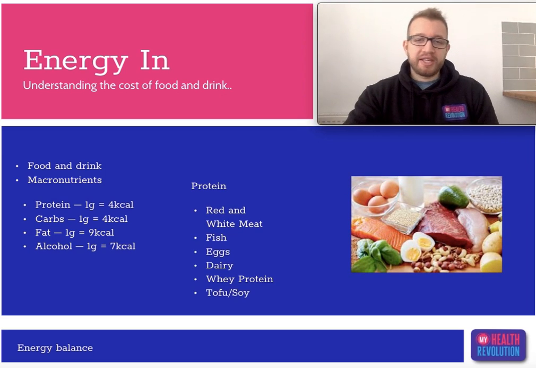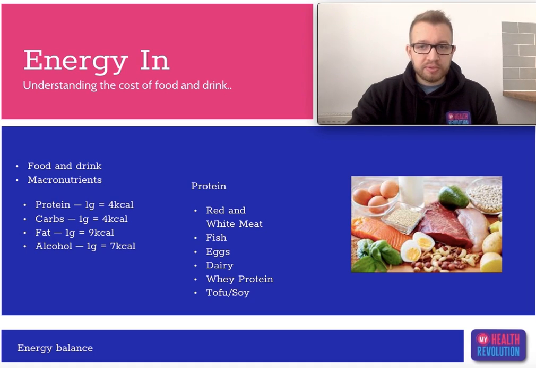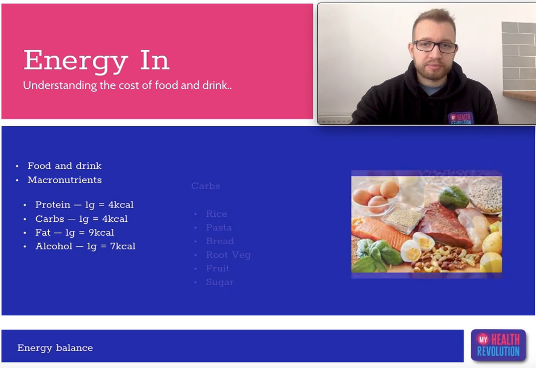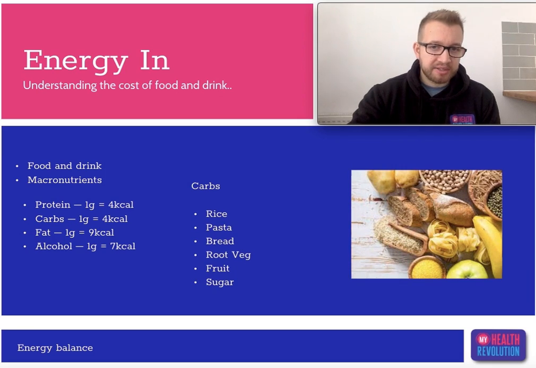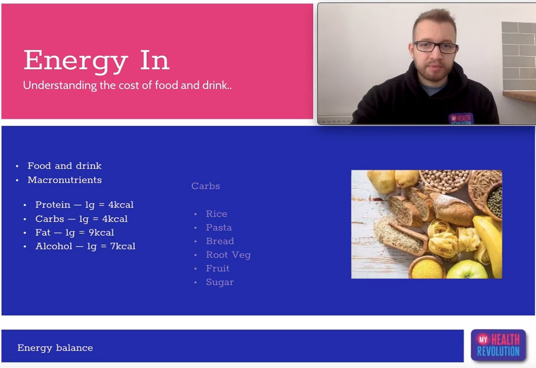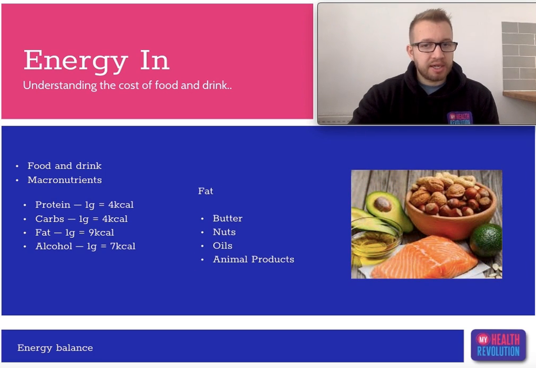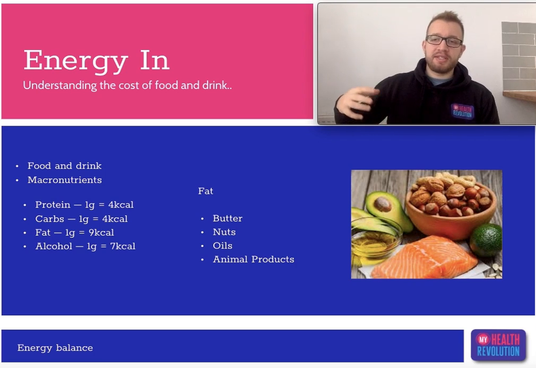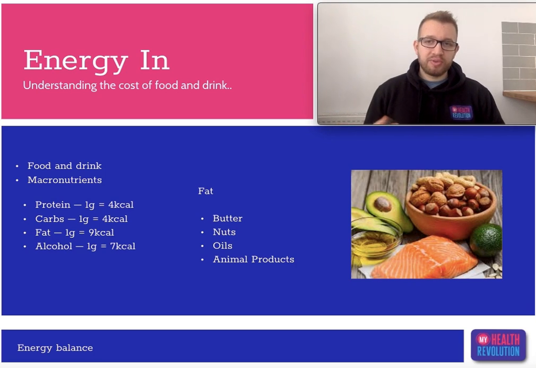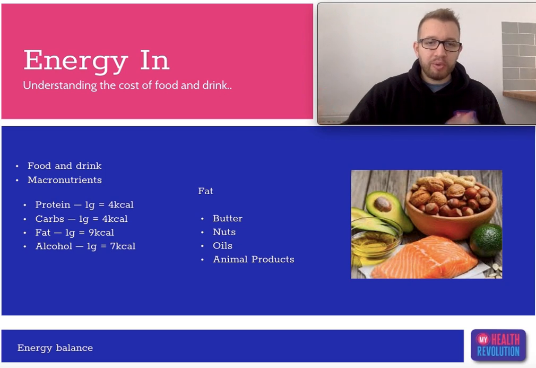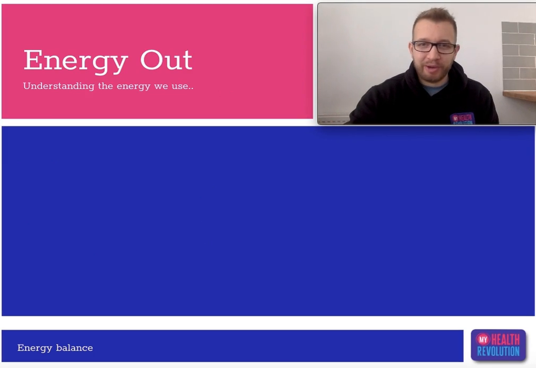Now, just breaking down, giving you some examples of protein-based foods, as you can see on the screen. Red and white meat, fish, eggs, dairy, etc. And then from a carbs perspective, rice, pasta, bread, fruit. I'm sure lots of you know these examples. And then dietary fats, butter, nuts, oil, animal products. Obviously, this is not an extensive list of what foods have dietary fat in, far from it. However, it's just giving you some awareness and some examples. I won't put alcohol on because I'm sure we all know alcohol.